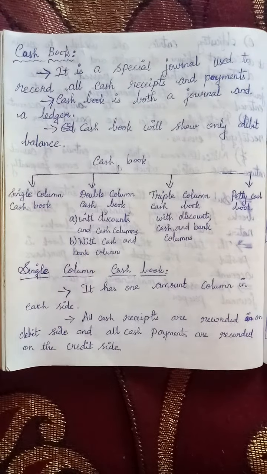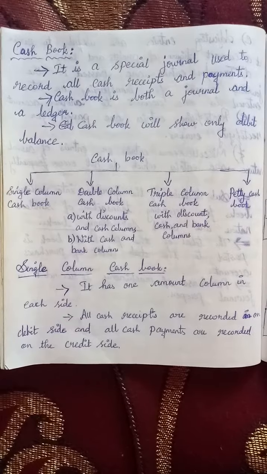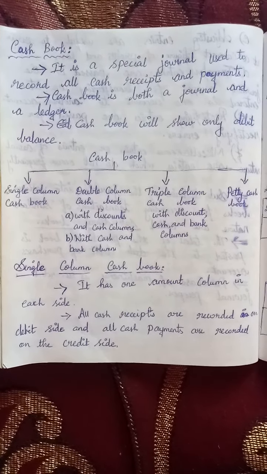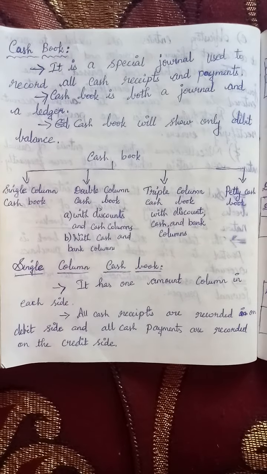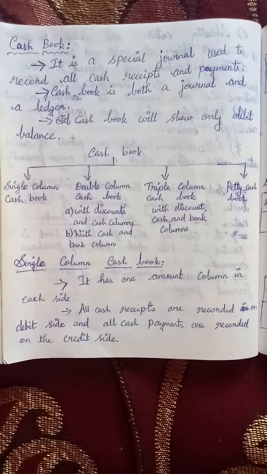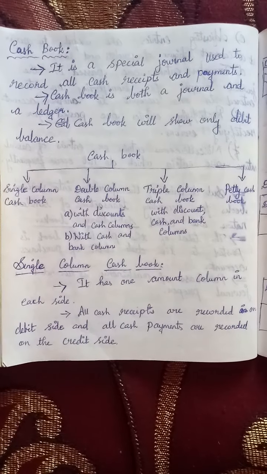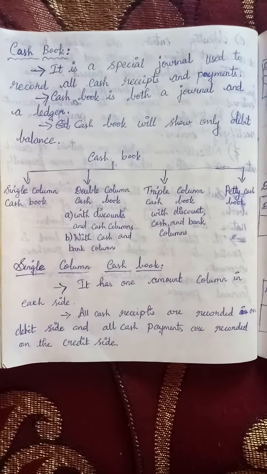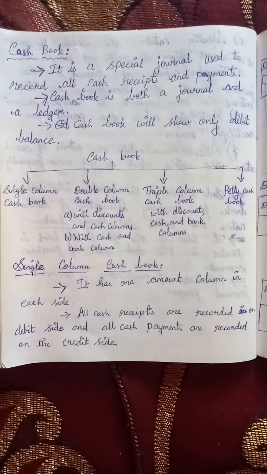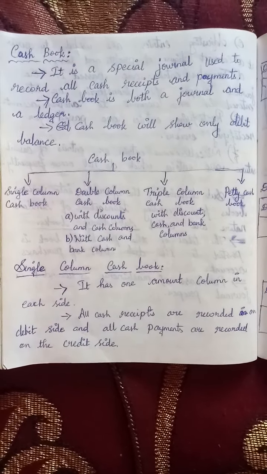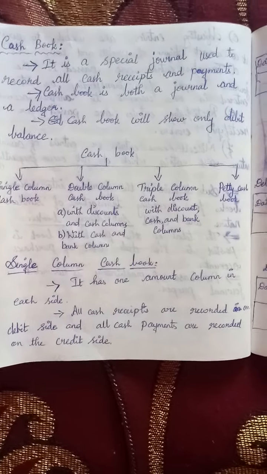Cash book. Cash book is a special journal used to record all cash receipts and payments. Cash book is both a journal and a ledger. Cash book will show only debit balance. Cash book is divided into single column cash book, double column cash book with discount and cash columns, with cash and bank columns, triple column cash book with discount, cash and bank columns, and petty cash book.